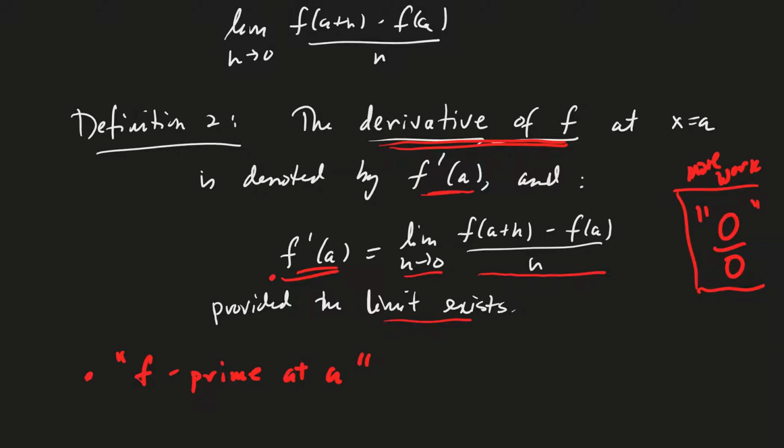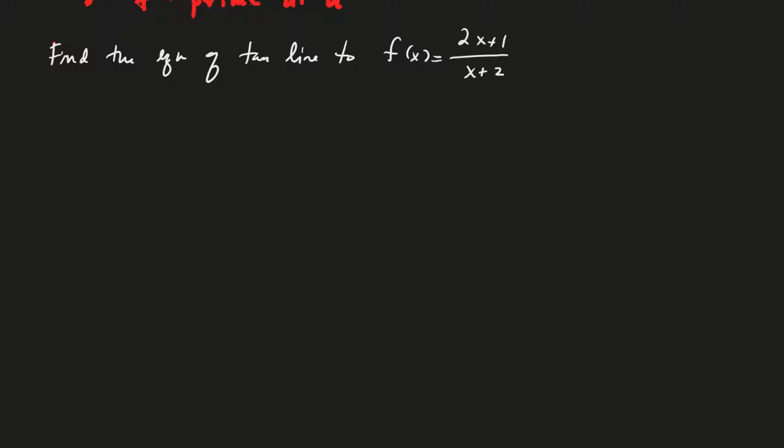So let's try one. Find the equation of the tangent line to the function f of x equals 2x plus 1 over x plus 2 when x equals 1.